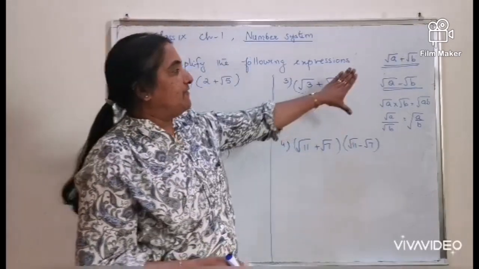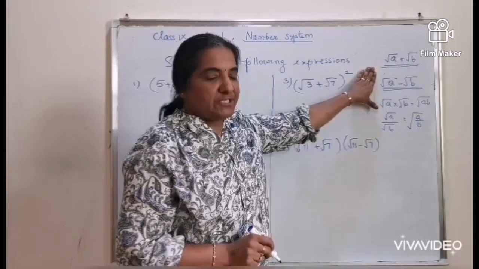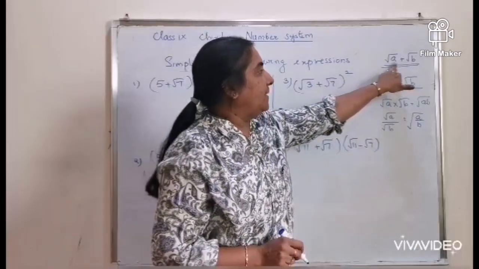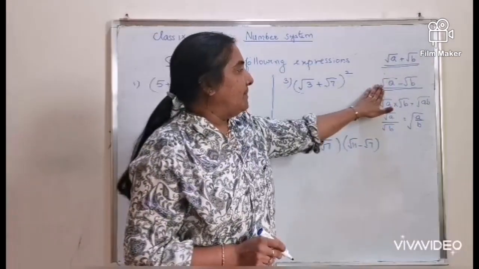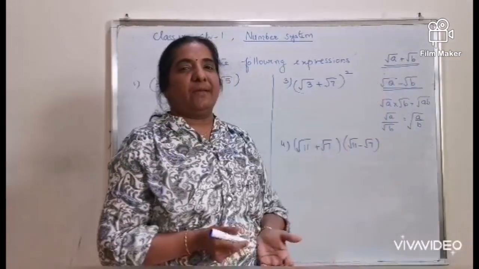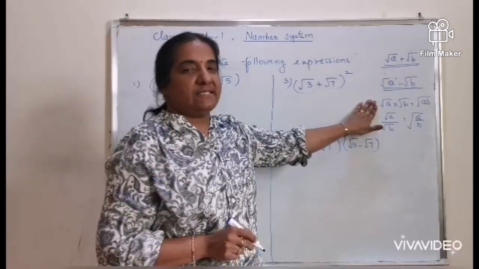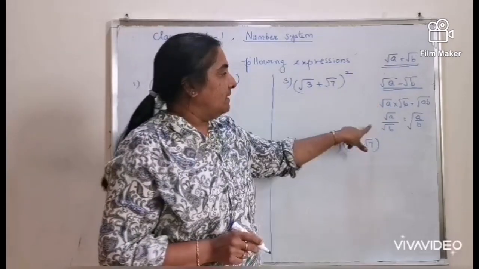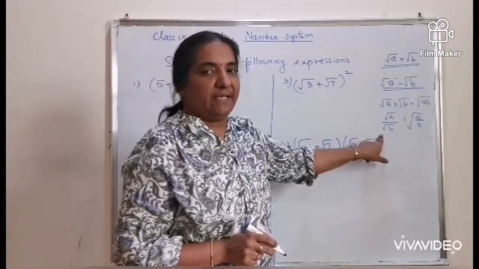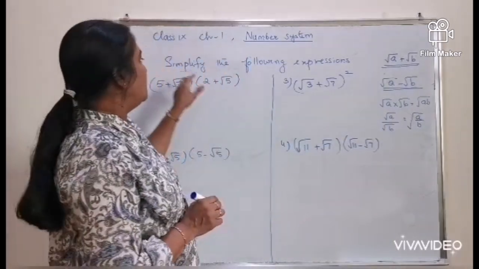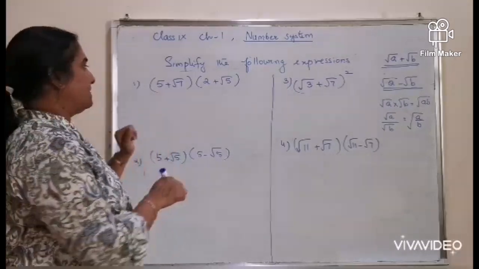Before that, these facts should always be there in your mind. Let a and b be two positive real numbers. Root a plus root b is not the same as root of a plus b. Root a minus root b is not the same as root of a minus b. Root a into root b is the same as root of ab. Root a divided by root b is the same as root of a by b. How to expand or simplify the following expressions?